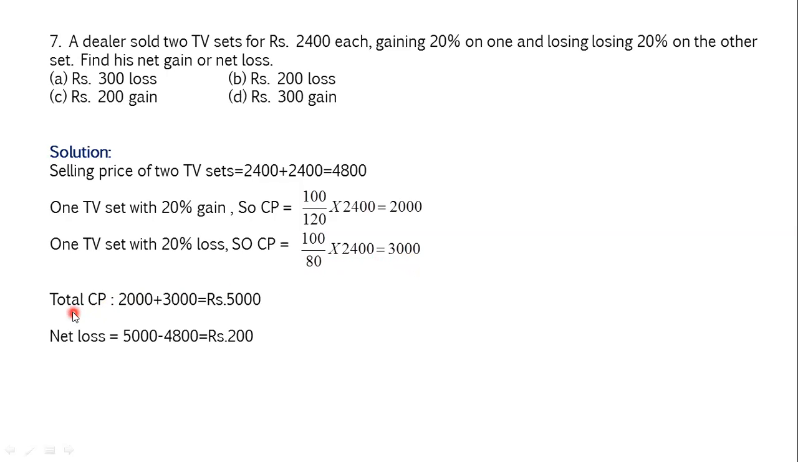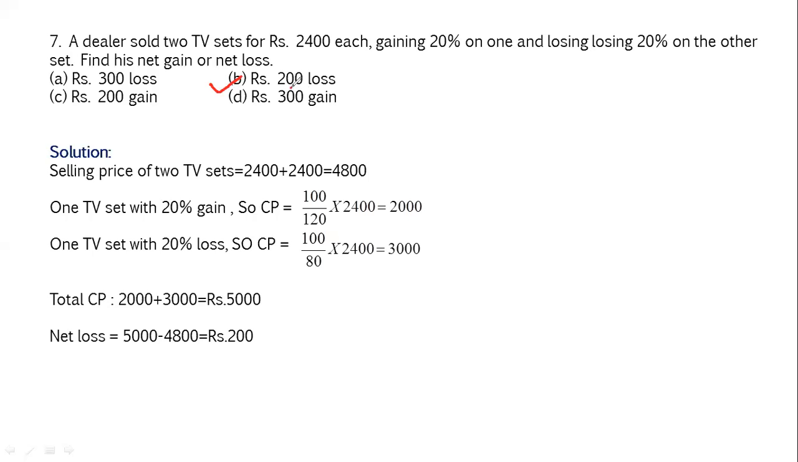Is it right? So can you calculate total CP? 2000 on first, 3000 on second. So total CP will be 5000. So what will be net loss? Total CP minus total SP. So 5000 minus 4800, it will be 200. So there will be a net loss. Why loss? Because cost price is more as compared to selling price. So your answer will be option number B.